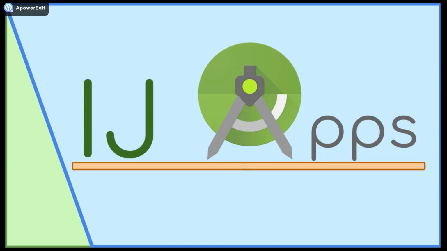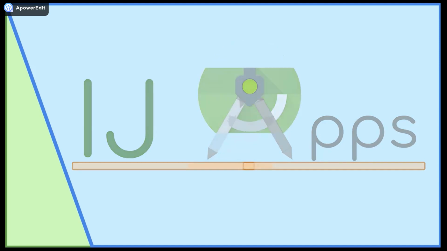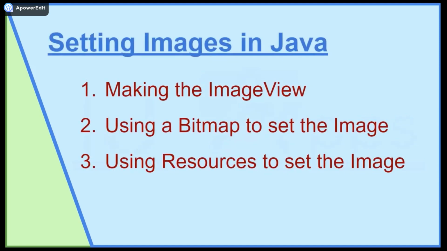Hello everybody and welcome back to another short bit segment from IJ Apps, where today I'll be covering how to programmatically set the image in an ImageView through Java. I will cover two different methods of setting an image, through bitmaps and resources.